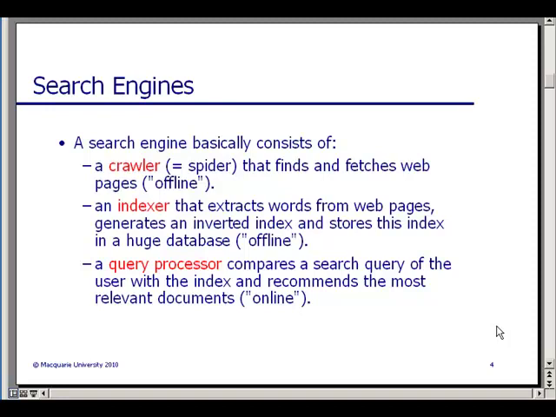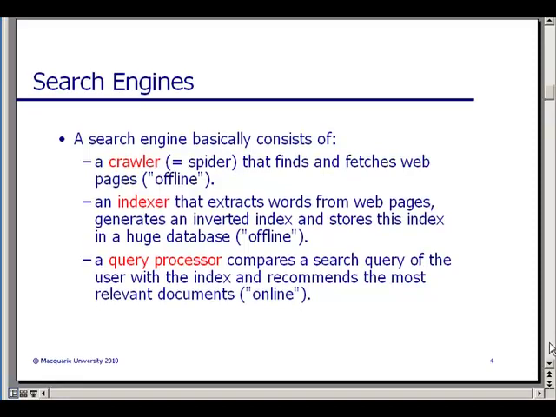So crawling and indexing are going on offline, and the query process is the thing that is going on online. So you query, and the search query is then sent to the indexer and is compared with information in the index, and the query processor comes back with some recommendation of what documents are relevant ones. So you have three components: crawler, index, and the query process.